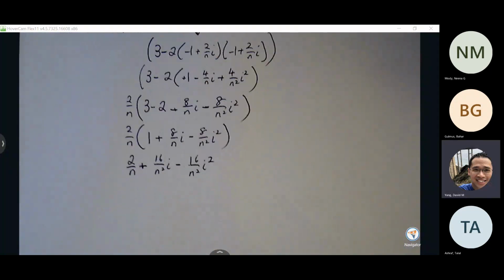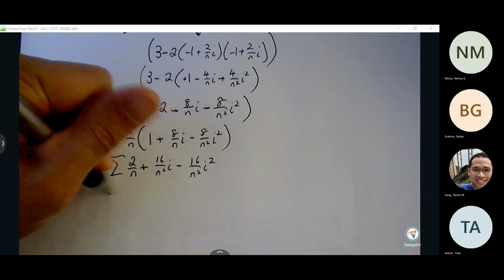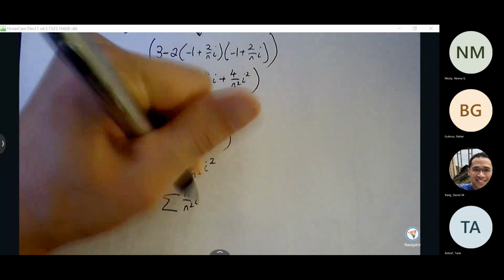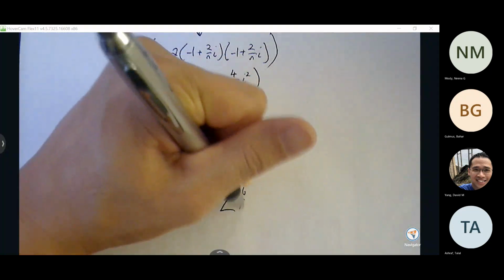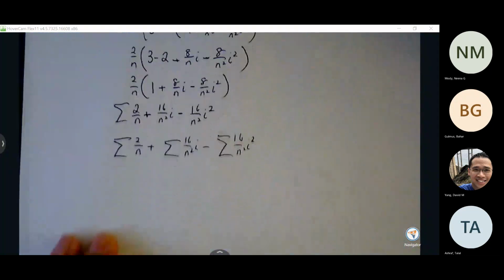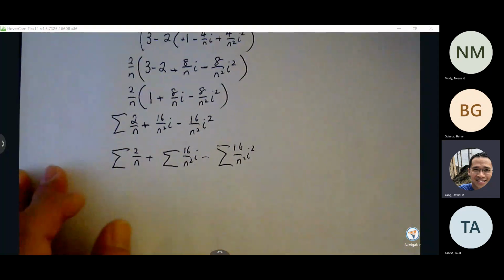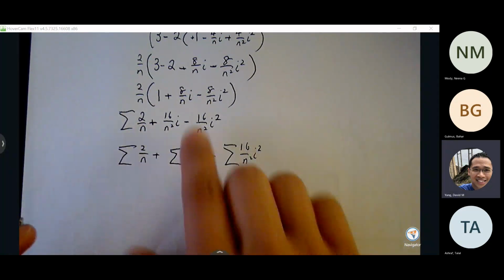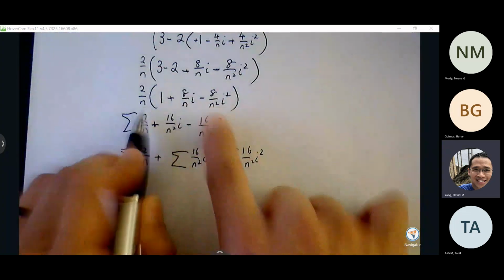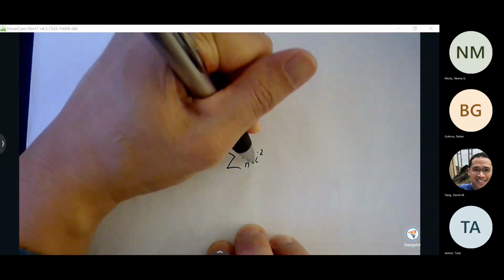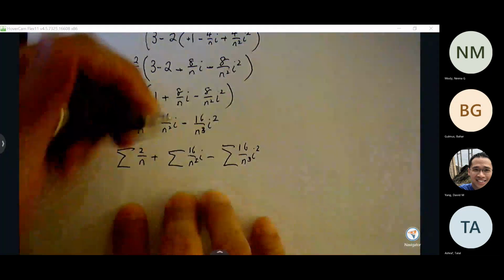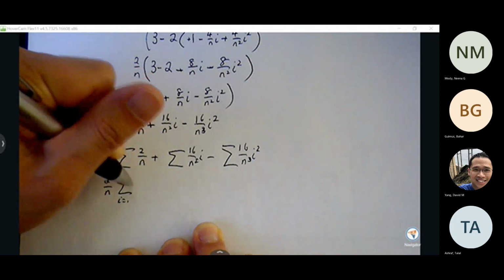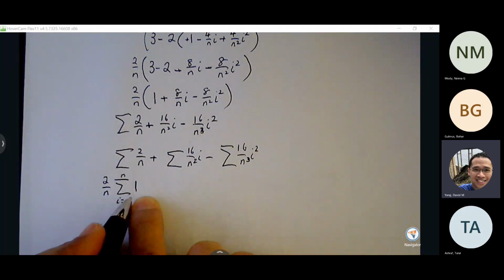We know that every term is going to get its own summation. So do that. And I want to separate the parts that are not associated with the summation rule. So I'll pull the 2 over n out, 16 over n squared out, and 16 over n squared. I'm sorry, n cubed, my bad. This is n times n squared. It should be n cubed. If I pull a 2 over n out, there's still a 1 sitting here.